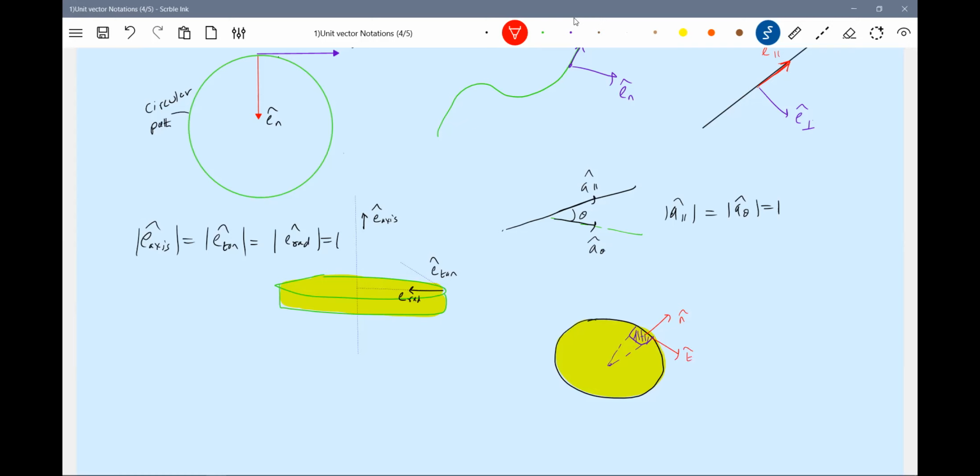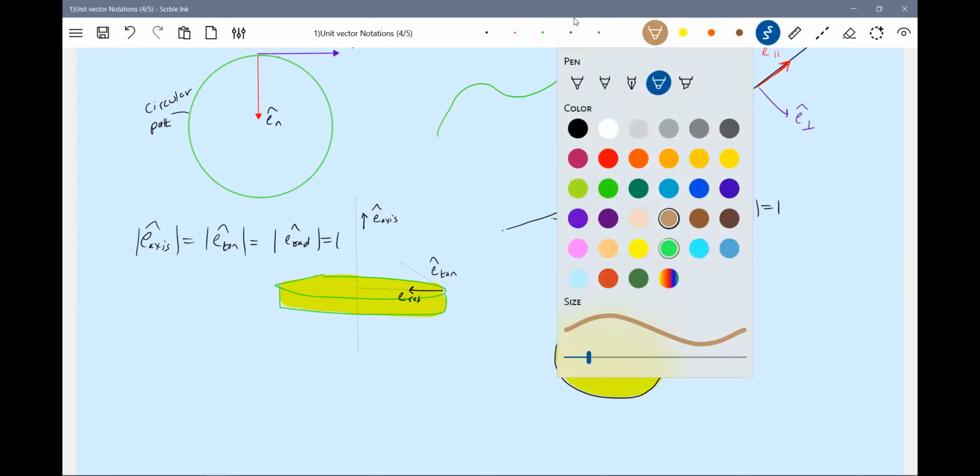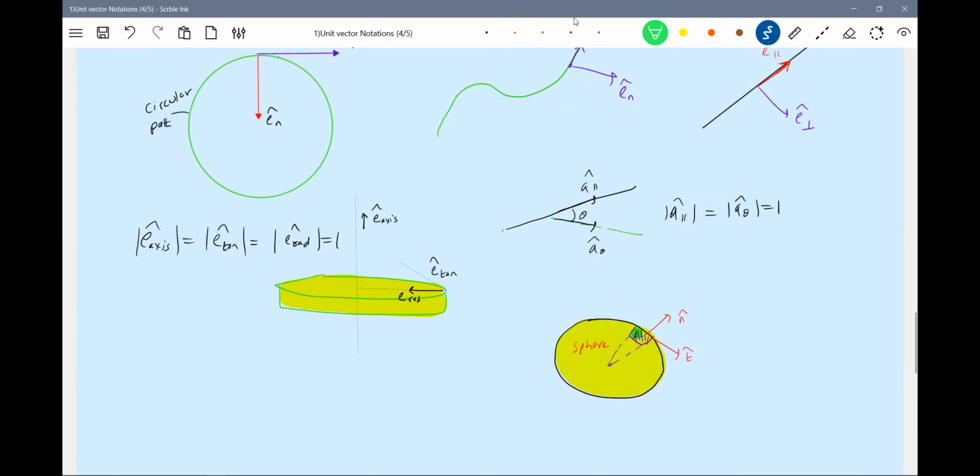So what is n cap? Directed normal, this is a sphere. So that patch is what we indicate by, like if you go for a football, on one of the patches there will be one unit vector directed normal to the surface, and another unit vector directed tangential to the surface. The magnitude of them, again, should be equal.